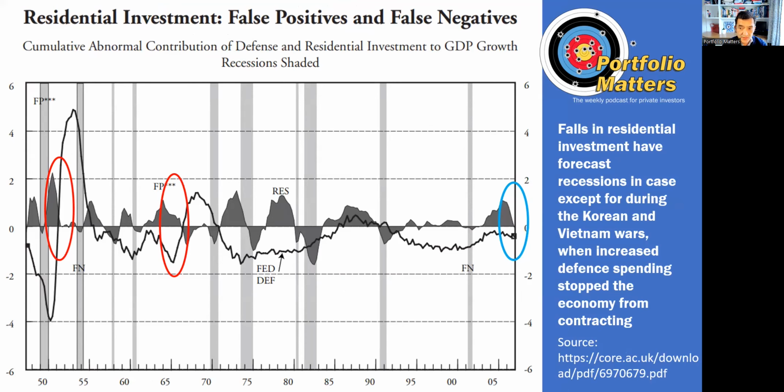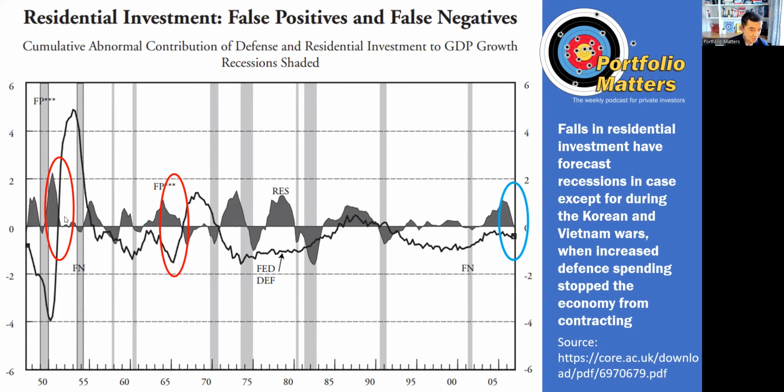And so if we look at the gray shaded area, this is the abnormal contribution of residential investment to GDP. And when this line starts to fall, we should expect to see a recession, which is the vertical bars, soon after. And if you examine this chart, you'll see that is largely true. There are 2 exceptions. There is the first circle here in red in 1952-53.